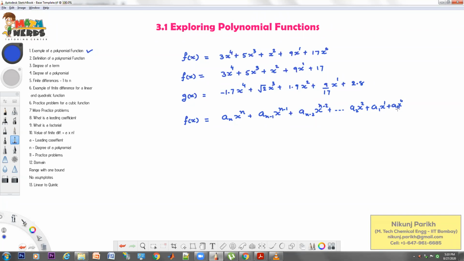Now, what is this last one? When I say last one, it is basically a term. You learned that in grade 9. Each of these are terms. So the last term can be simplified as a_0 because x raised to 0 is 1.